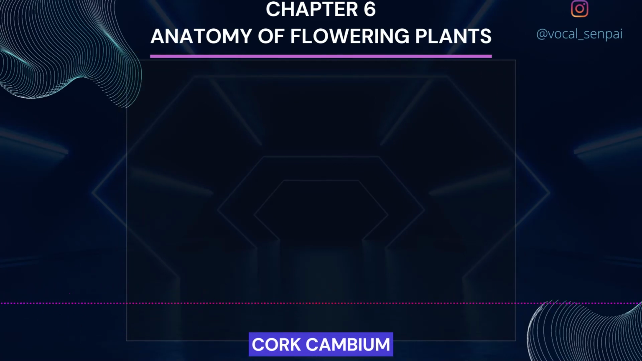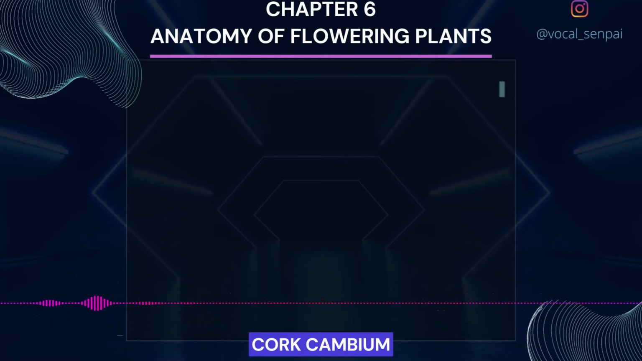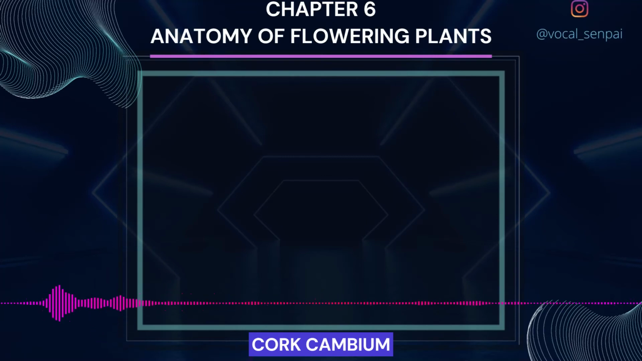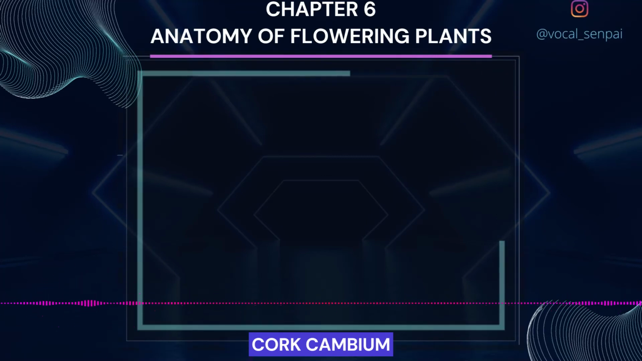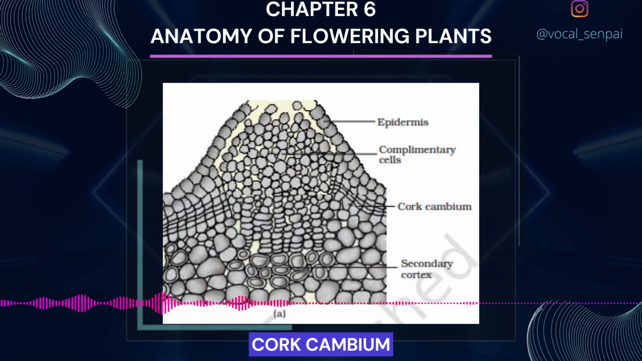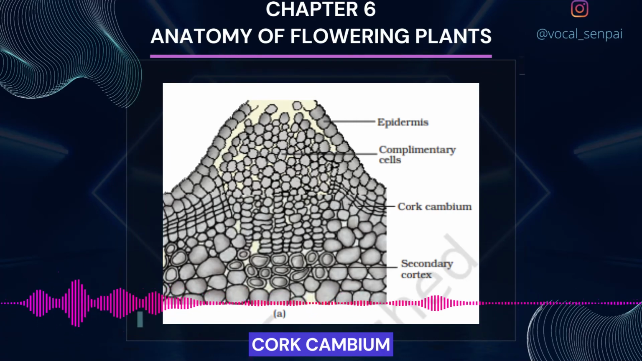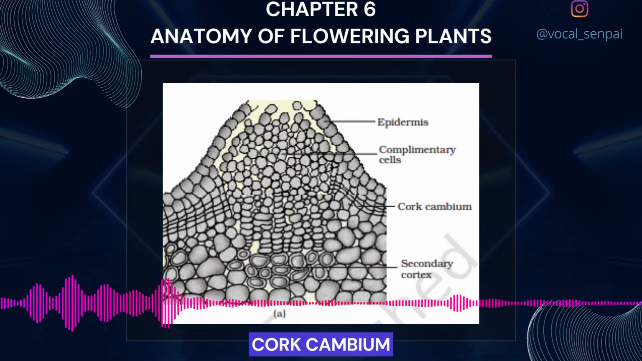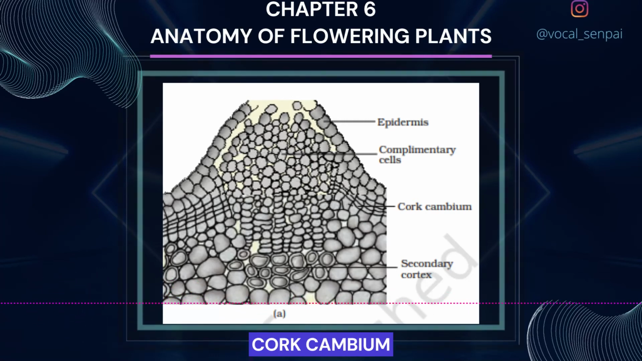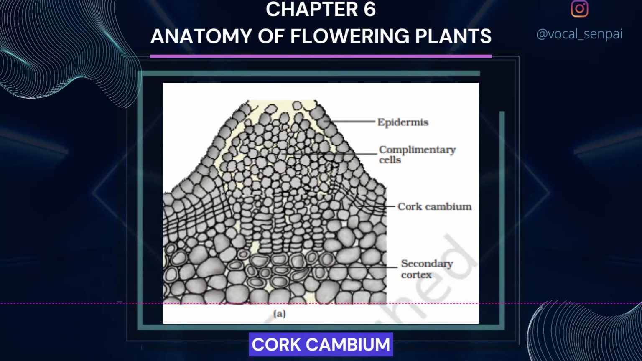Cork cambium. As the stem continues to increase in girth due to the activity of vascular cambium, the outer cortical and epidermis layers get broken and need to be replaced to provide new protective cell layers. Hence, sooner or later, another meristematic tissue called cork cambium or phellogen develops, usually in the cortex region. Phellogen is a couple of layers thick. It is made of narrow, thin-walled and nearly rectangular cells.